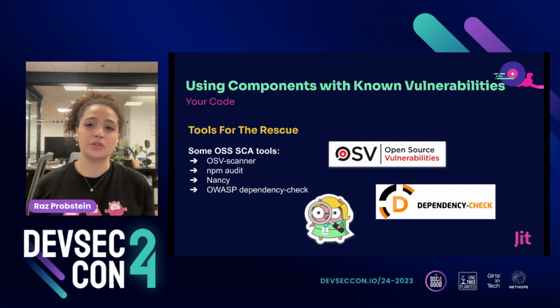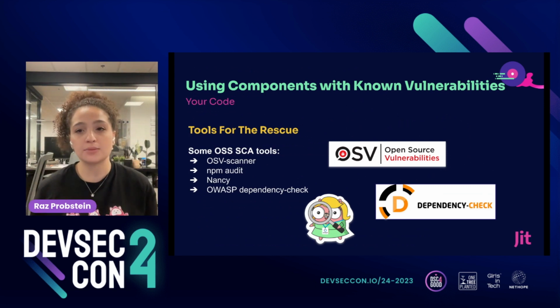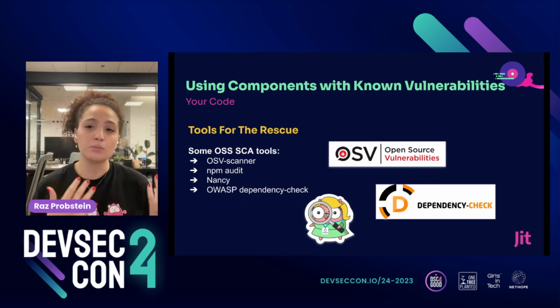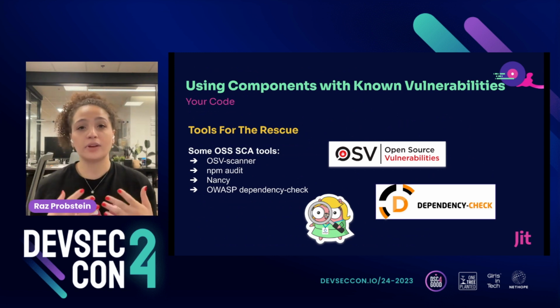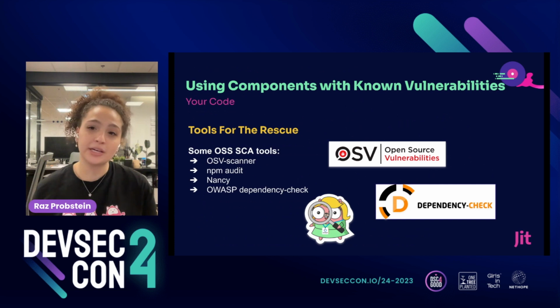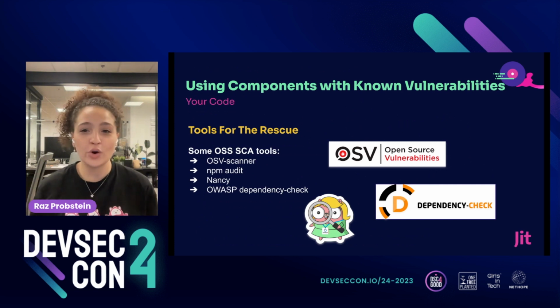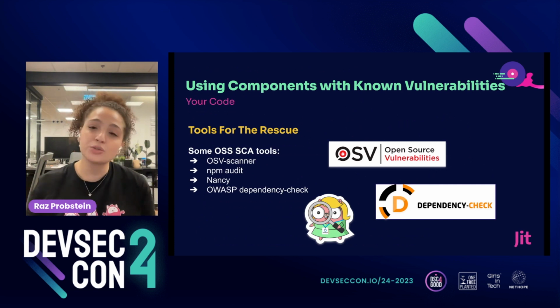So we have OSV Scanner. This is a recent tool that is maintained by Google and supporting most of the package managers. We have NPM Audit for NPM packages. We have Nancy for Go, and we have Dependency Check, which is mostly for Java.